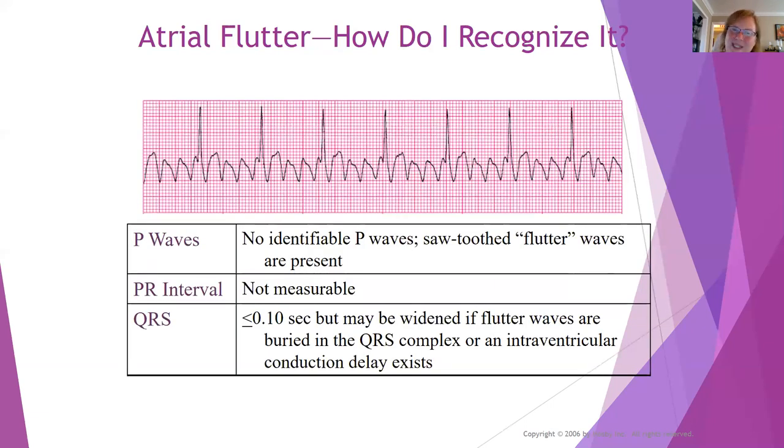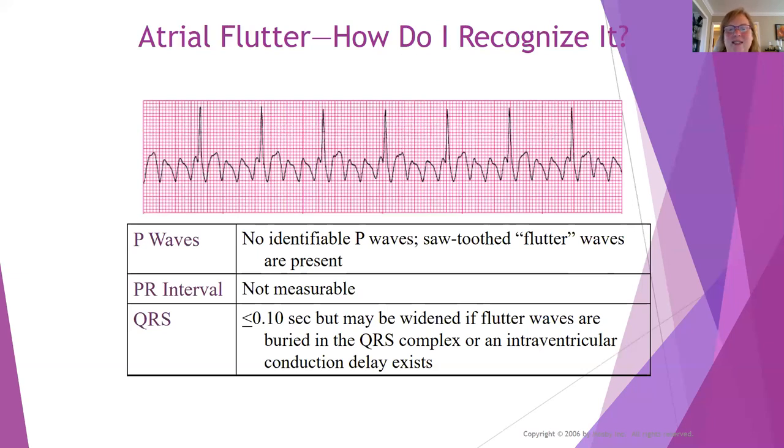So how do you recognize it? We don't have P waves per se. What we have are these sawtooth flutter waves, and we are actually measuring that. The PR interval, we can't measure a PR interval because we don't have a normal P wave, and which sawtooth do we start at, like the first, the second, because they're not all conducted through. So when we're measuring for an atrial flutter, we don't have a measurable PR interval.